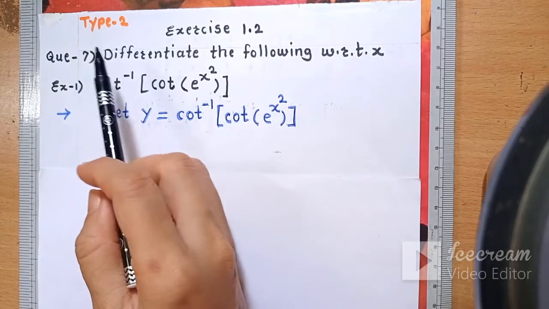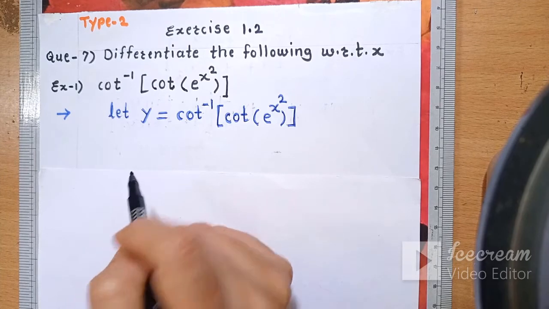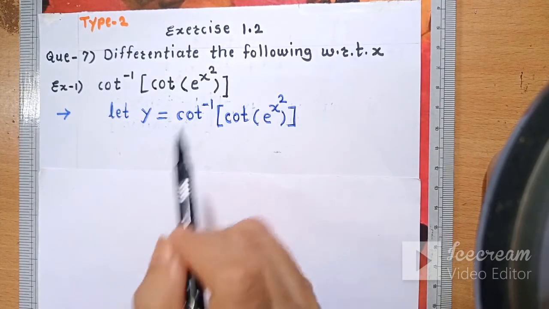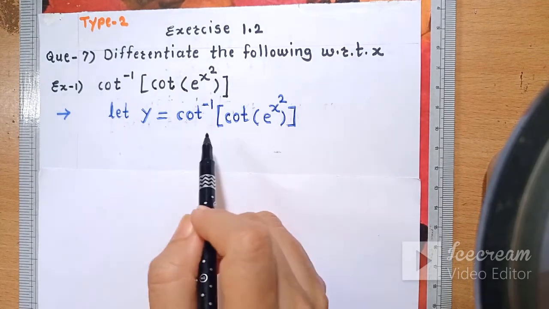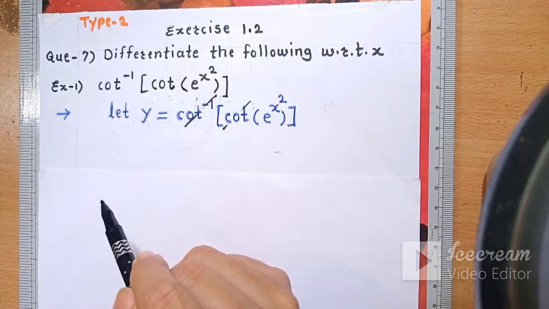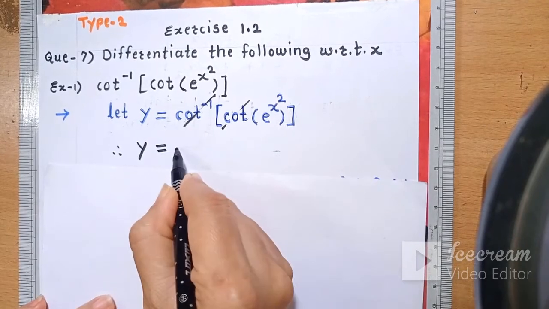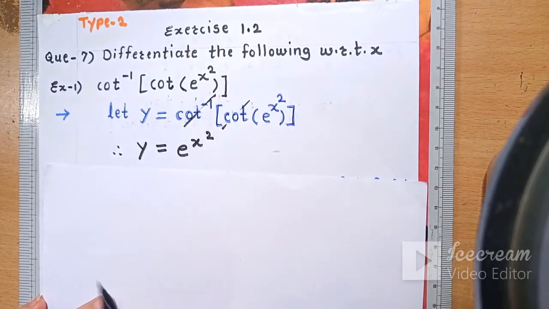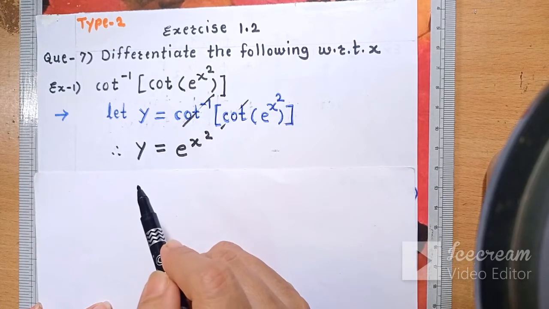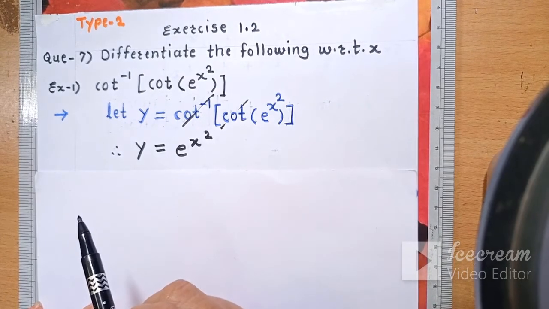Now these are type 2 examples from exercise 1.2, and in this example we can see a function of a function of a function. So first we will simplify this by using the rule, and so this cot inverse and cot get cancelled, and therefore y is equal to e raised to x square. Now again we will consider x square as a function of x, so while differentiating we will use the e raised to f x formula.